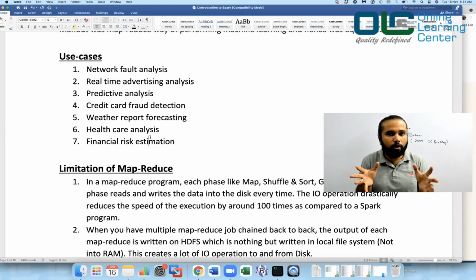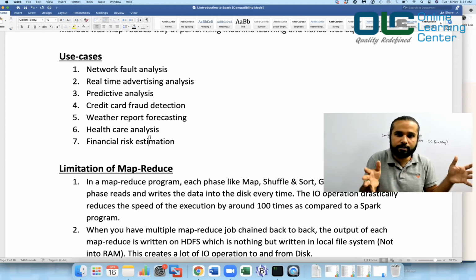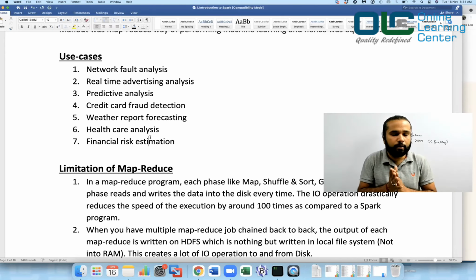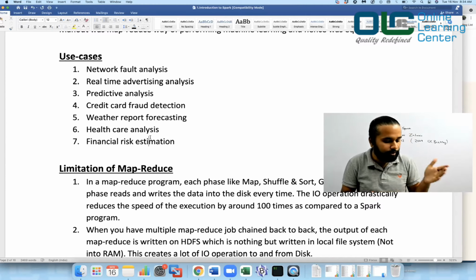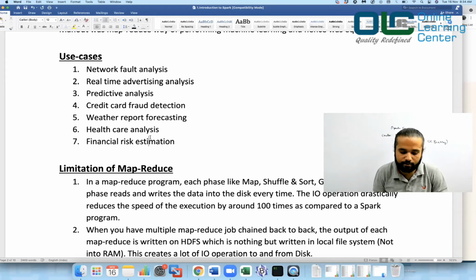Now, if we collect all the data of these customers and put that in a centralized database where we can do some analysis, then it would be really great, right? So we can also use that in healthcare analysis, of course. Okay, next, you can also use it in financial risk estimation, right?